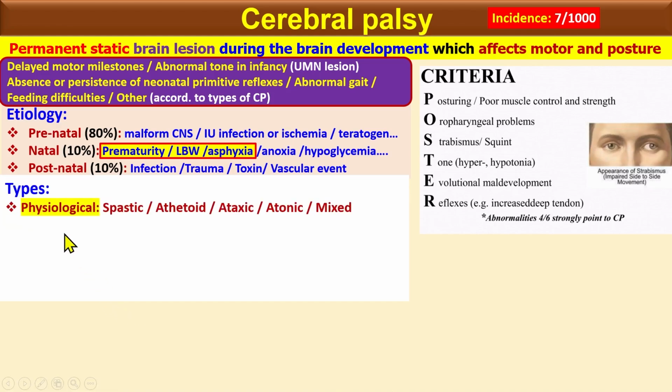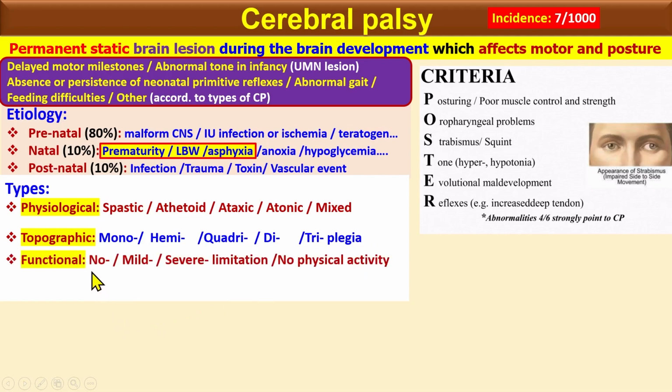The types: the physiological types are spastic, athetoid, ataxic, atonic, and mixed, and the topographic, we name them mono, hemi, quadri, di, and triplegia. Okay, and there is also a functional classification, or you can say functional types. We look at the activity, or the limitation of the activity: no limitation, mild limitation, or severe limitation in the activity, and the last stage is no physical activity at all. Okay, and the site of lesion, you know better: pyramidal, extrapyramidal, and cerebellar.